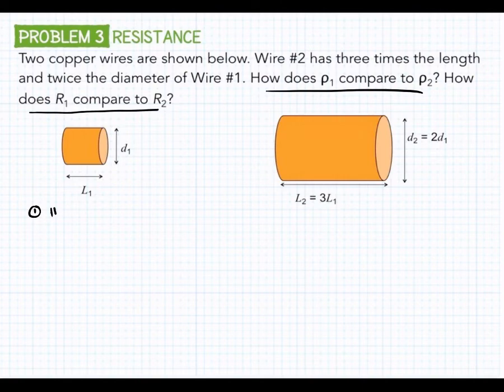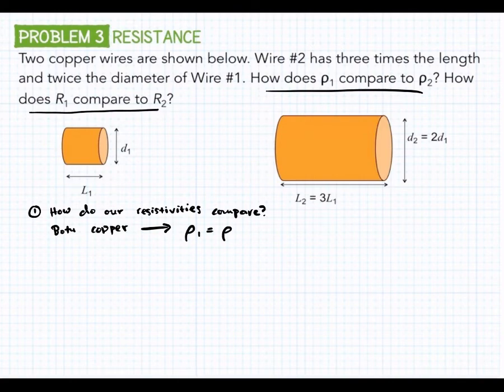We want to know how do our resistivities compare. And when we look at this, we know first off that both of these wires are made of copper. So we have to remember, what does resistivity depend on? Well, resistivity depends on material. So if both things are copper, that means they have the same resistivity. So rho 1 is equal to rho 2.